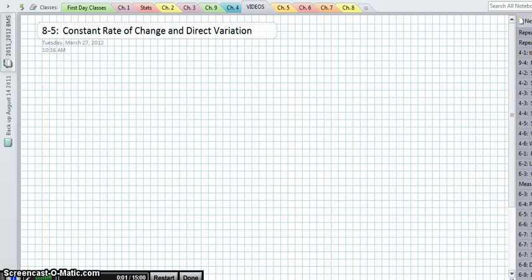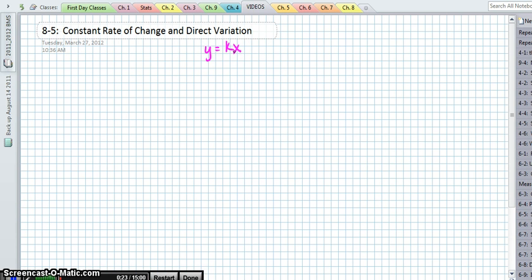Hello, today we're going to talk about constant rate of change and direct variation. We just discussed rate of change yesterday, so we've talked about how to calculate that rate of change given a graph, a table, or an equation, and direct variation is actually something that we've discussed before as well. It involves the equation y equals kx.